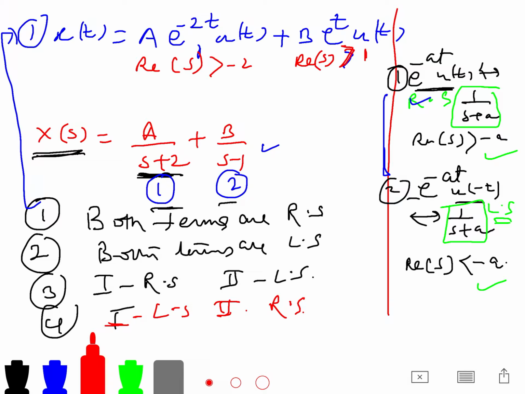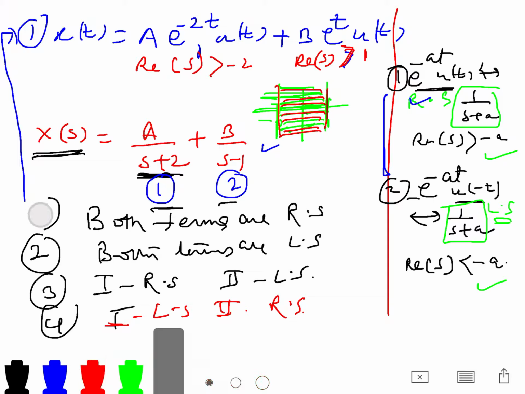When you draw it, real part of s greater than minus 2 means this, and real part of s less than 1 is this. So the ROC will be this overlapped area for this function.